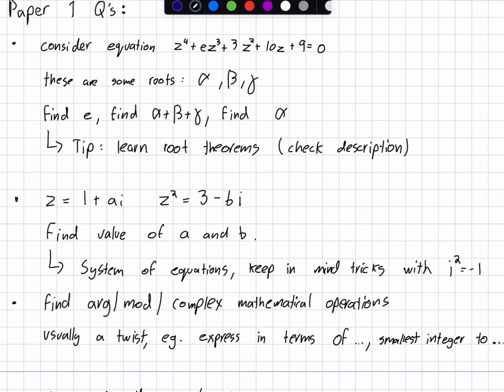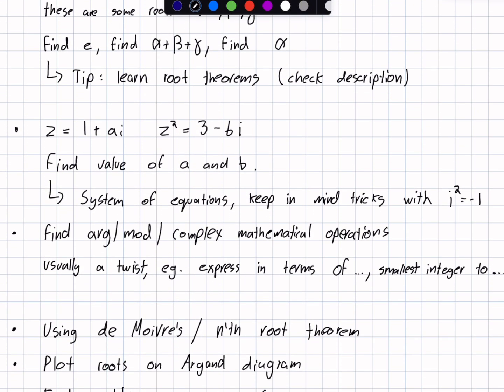The next type of question, you will get 2 complex numbers, and you will have to find out the missing value. You just have to know how to place complex numbers in a system of equations. Keep in mind all the tricks in which i squared is equal to -1. Of course, there will be the simple questions of finding the argument or the modulus, or just complex mathematical equations using complex numbers. For that, you just have to be aware of a twist, such as expressing it in terms of something, but if you're strong on algebra, it should be fine.